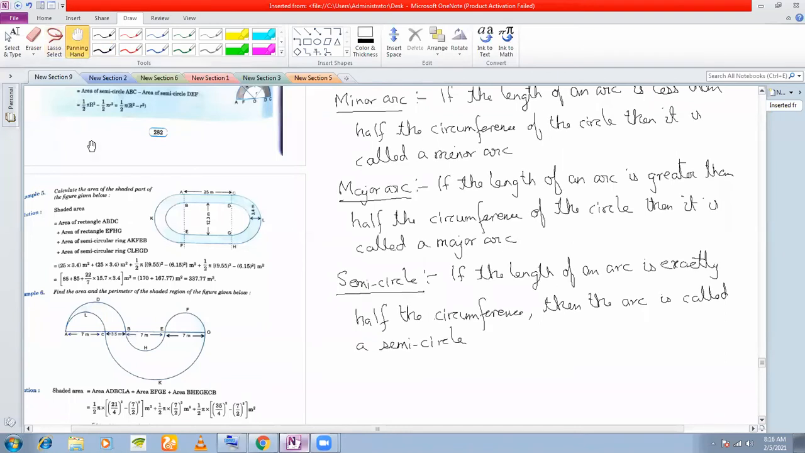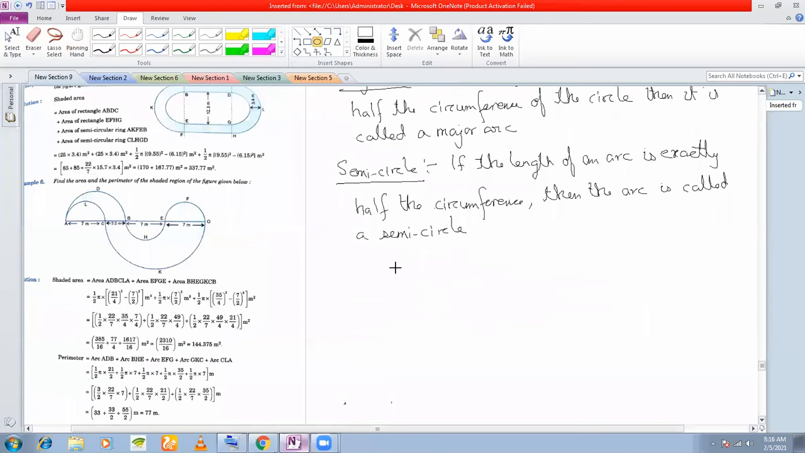In order to demonstrate this, we have a circle with center O, and suppose this is a line that passes through the center of the circle. This line is also called the diameter of the circle. You know what is the meaning of diameter of a circle? Anyone who doesn't know? Any straight line that passes through the center of a circle is called the diameter of a circle. So this becomes your diameter.